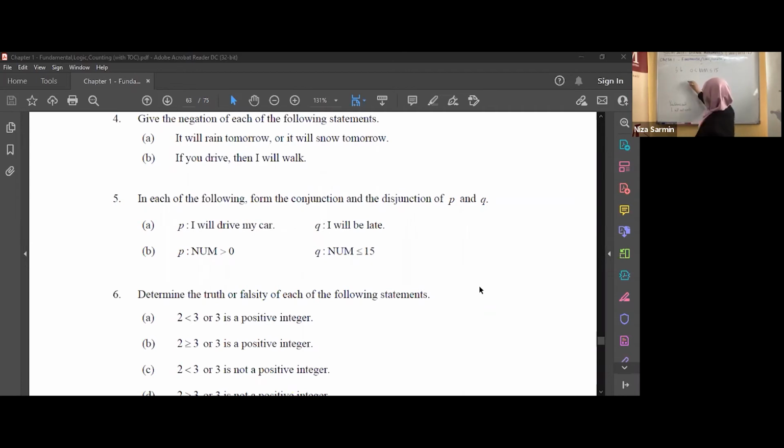Let me just write with X. We are always easy with X. X bigger than 0 or X is less than or equal to 15. It's either one, right? Bigger than 0 or less than. The other one is X bigger than 0 and X is less than.